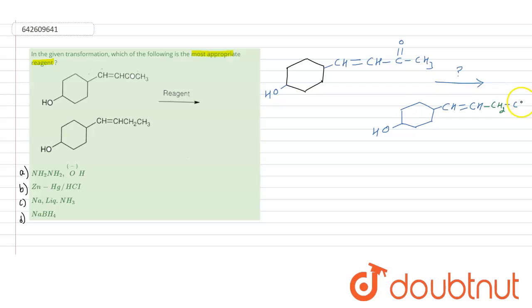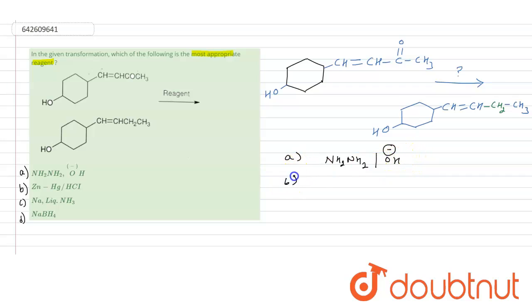So we have to tell which reagent is most suitable. In the options we have NH2NH2 in basic medium, right? So this is actually a Wolff-Kishner reduction, so this is a Wolff-Kishner reagent.